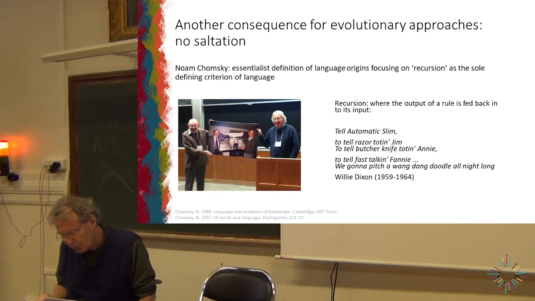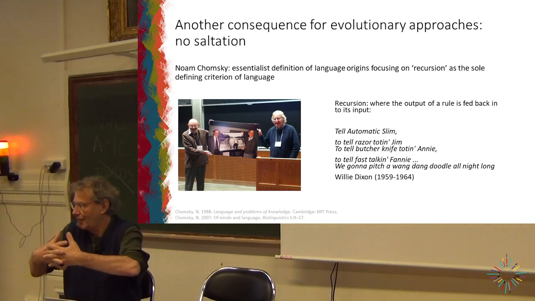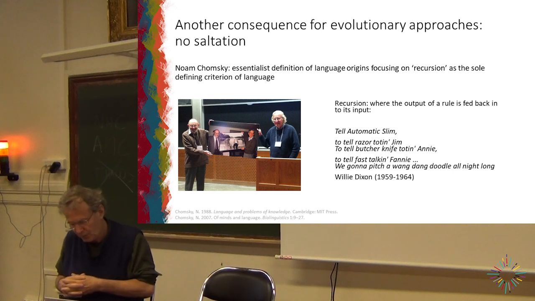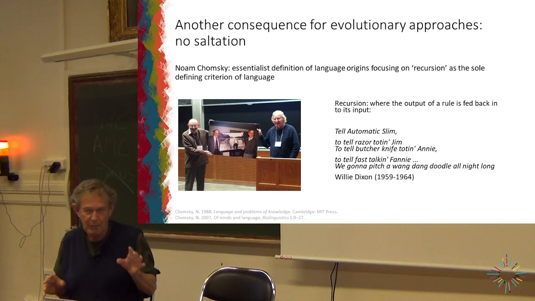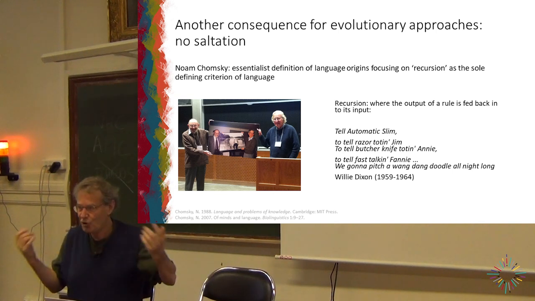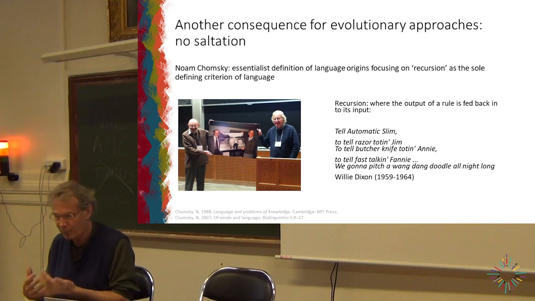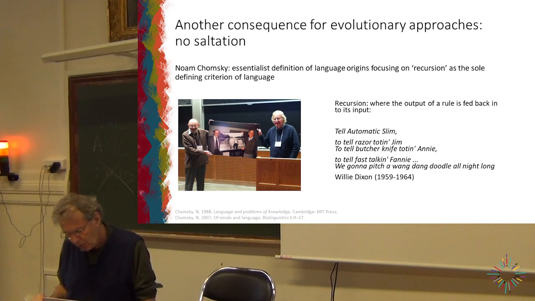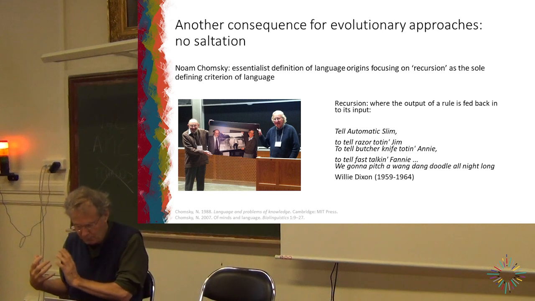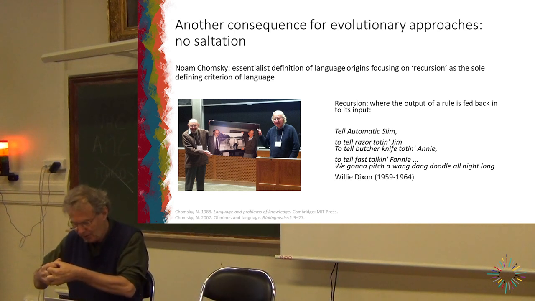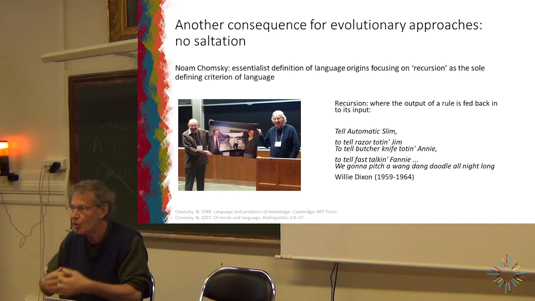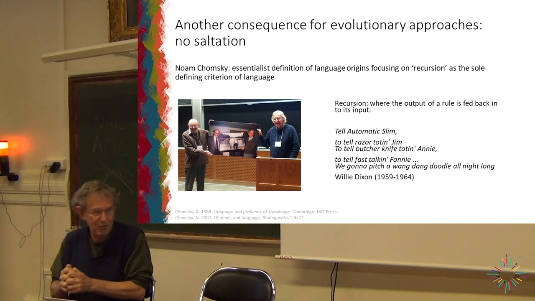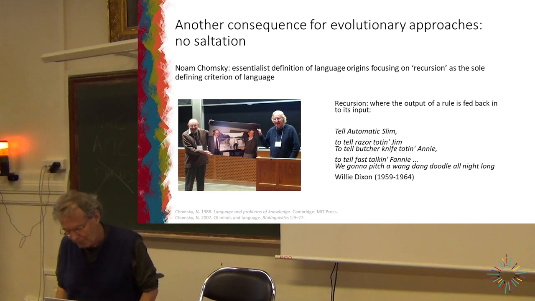So it's very interesting when you look at what the generativist approach had to do, because if you reduce all modern languages to basically very small variations on a single type, it makes it quite hard to talk about initial evolution, because you've sort of chucked all of your processes of change out the window. So the famous intellectual move was when Chomsky had his essentialist definition of language origins focusing on recursion as the sole defining criterion of language. That's all that's different between language and something else.